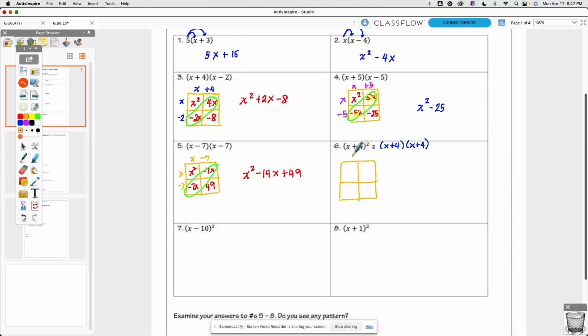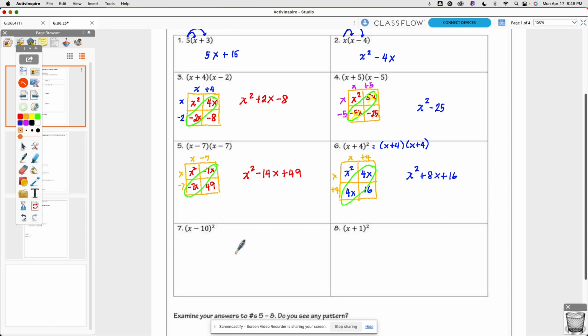Okay, for this one, we have x plus 4 times x plus 4. So we do the same thing. x times x is x squared. 4 times x, that would be 4x. x times 4, that would be 4x. And then 4 times 4, that is equal to 16. So this will become x squared plus 8x plus 16.